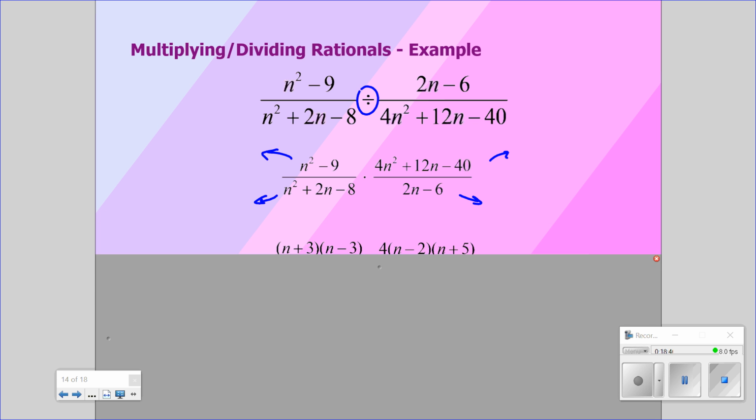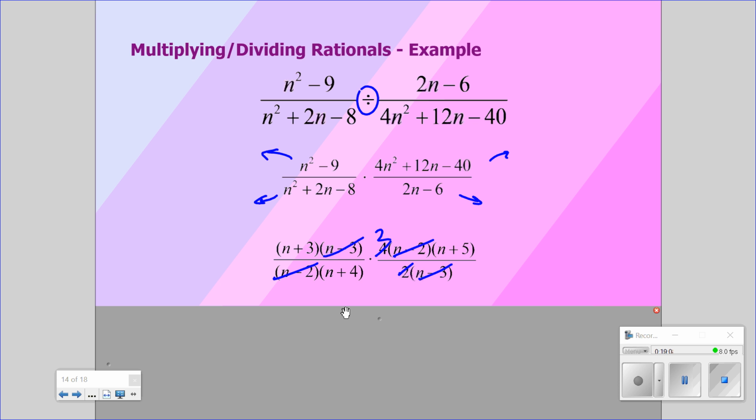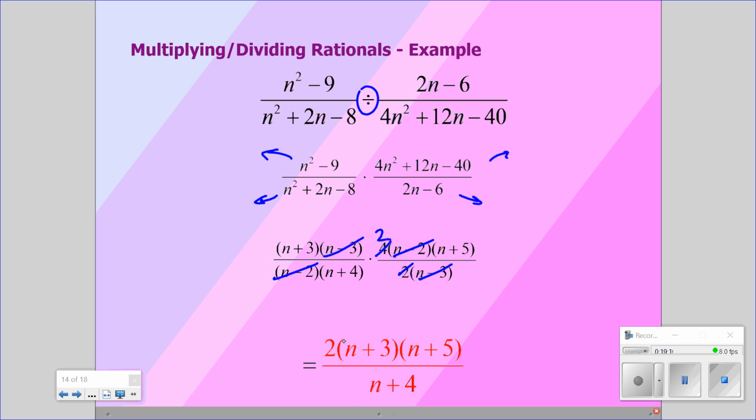Okay, you have now factored. Hopefully you notice the numerator was a difference of squares. Here a trinomial without a coefficient, trinomial that had a GCF, then trinomial without a coefficient, and a GCF on the bottom. So here we get to now cancel out lots of factors. And the 4 divided by 2 leaves us with a 2. And I believe that's it. And that's our final simplified answer.